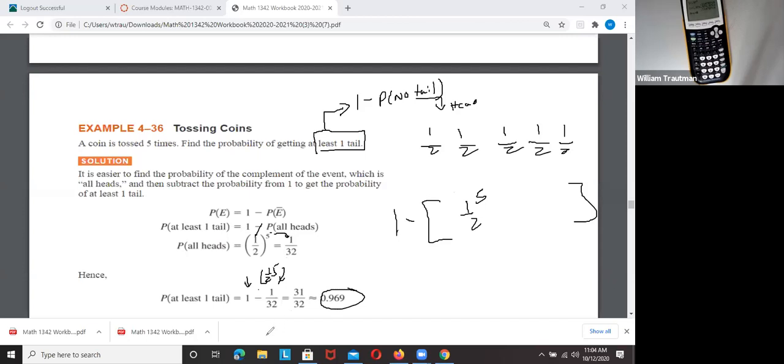By the way, the line on top of it means not. The probability of an event equals 1 minus the probability of the event not happening. Probability of getting a tail is 1 minus the probability of no tail. So that line on top you can say is no or not. It's the event not happening. If the event is tails, then the line on top means no tails. It's not going to be a tail.